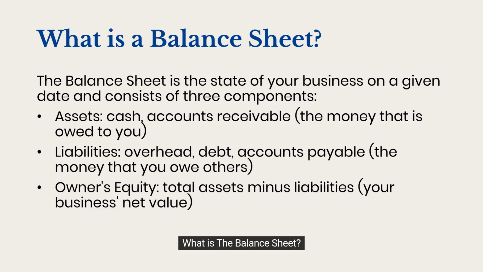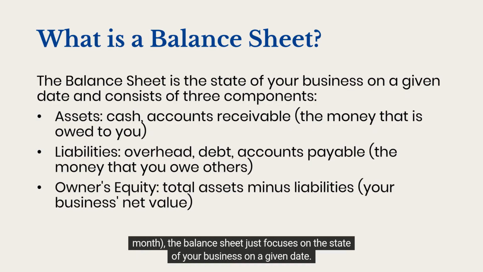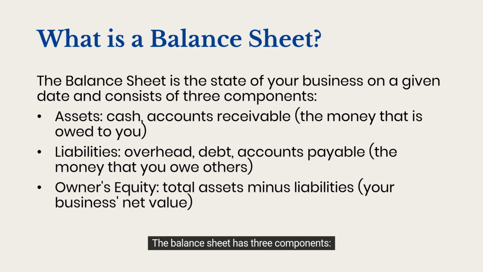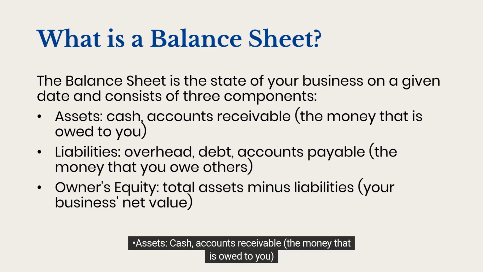What is the balance sheet? Where the P&L was showing the performance of the business over a period of time, such as a year, quarter, or month, the balance sheet just focuses on the state of your business on a given date. The balance sheet has three components: assets, cash and accounts receivable, the money that is owed to you; liabilities, overhead, debt, and accounts payable, the money that you owe others; and owner's equity, total assets minus liabilities, your net value.